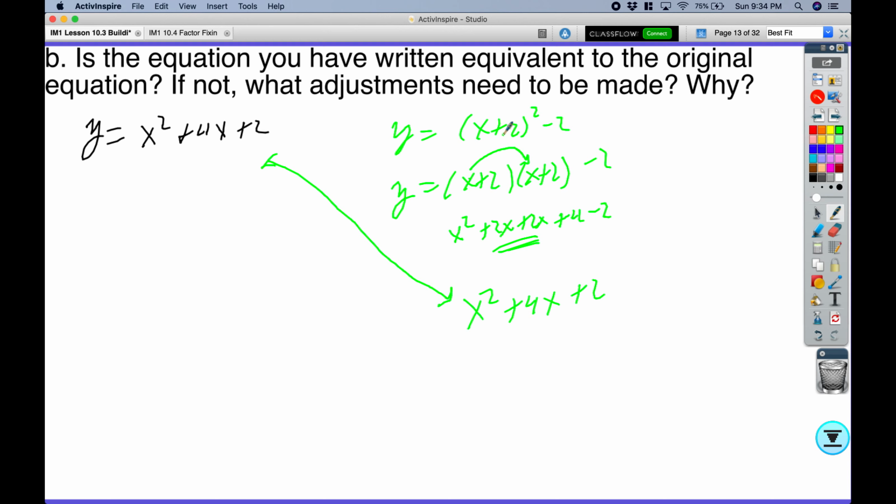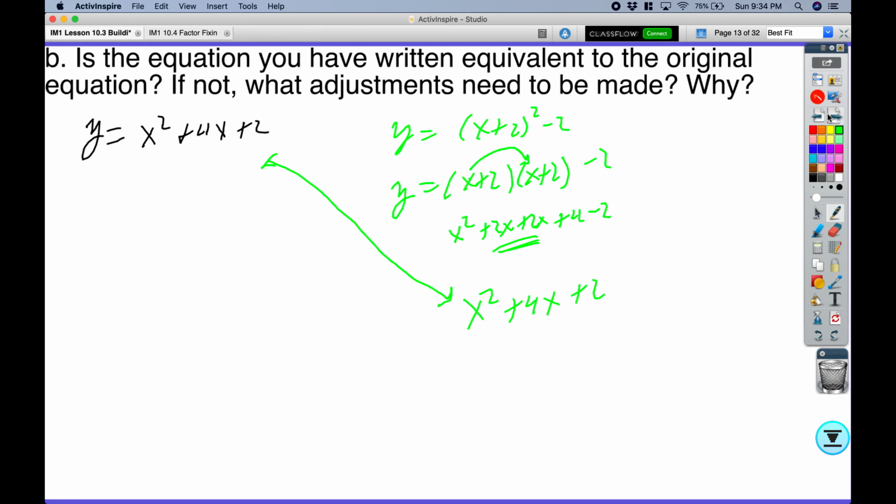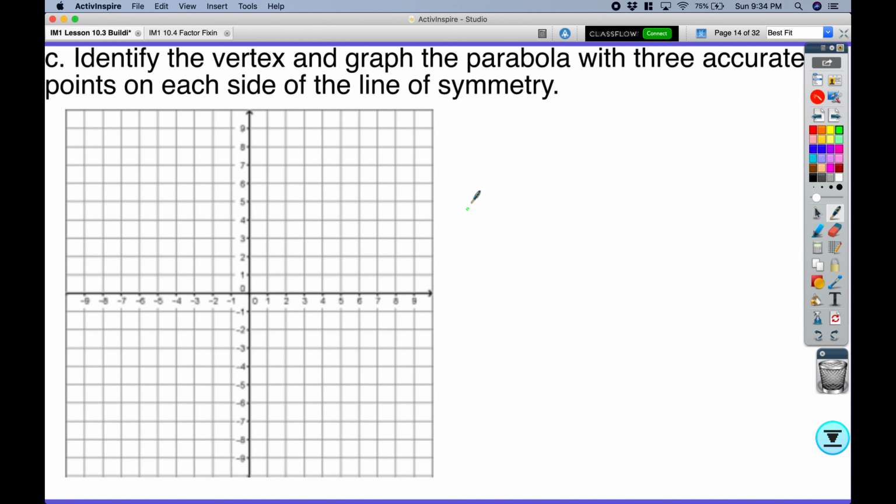All right, so now let's go ahead and look at a few of these together. We can go ahead and graph the vertex form relatively easily. So first off, I had a vertex of negative 2 comma negative 2.